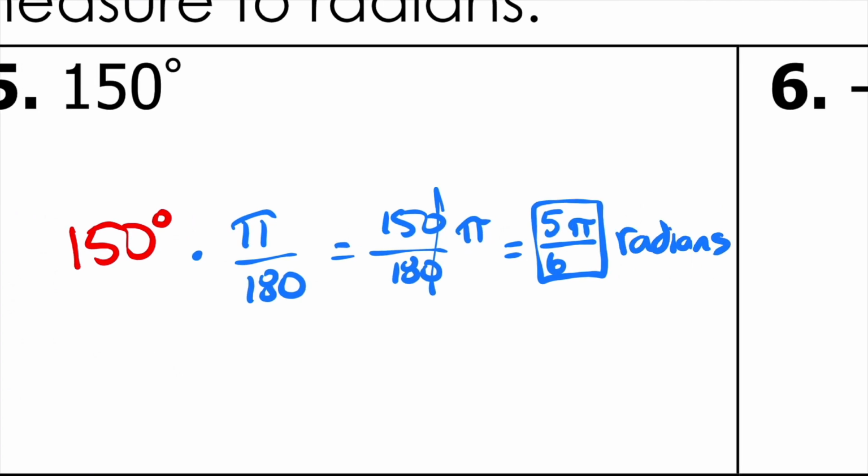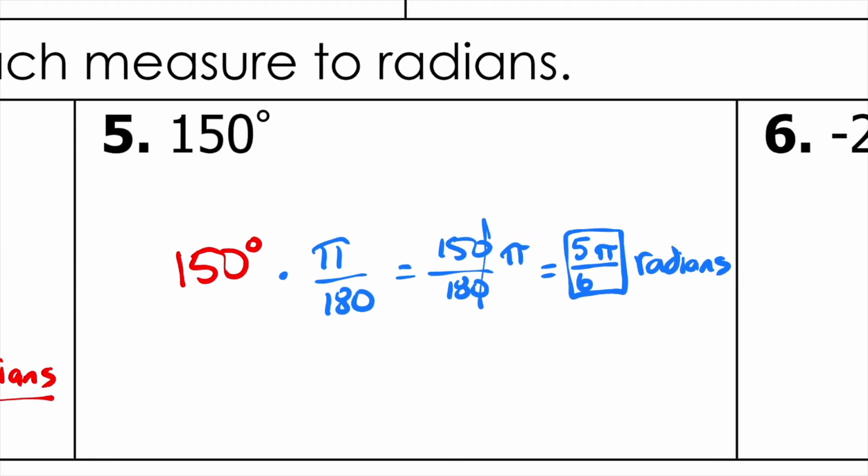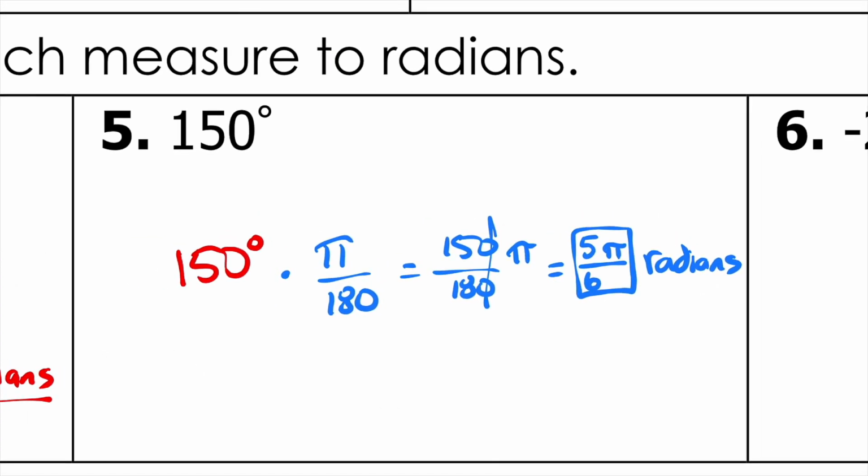Okay, and just remember, degrees is always going to be a bigger number because a full rotation is 360 degrees. Radians is always going to be a smaller number because it goes from 0 all the way to 2 pi. 360 degrees is only 2 pi's. Okay, so now let's look at number 6.